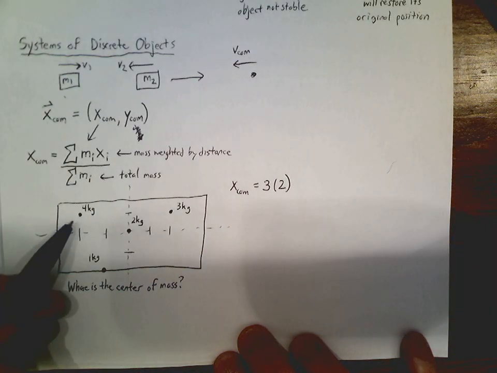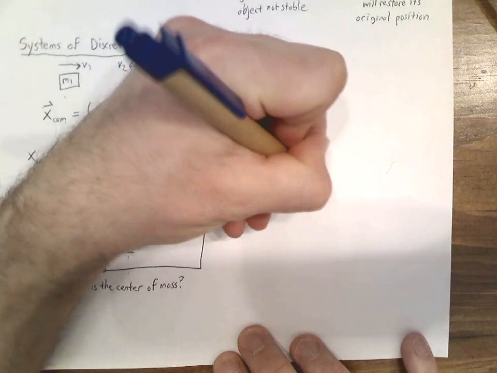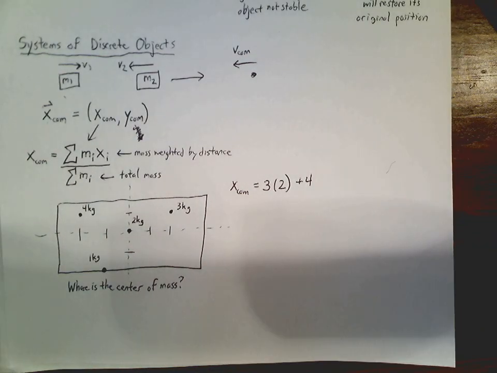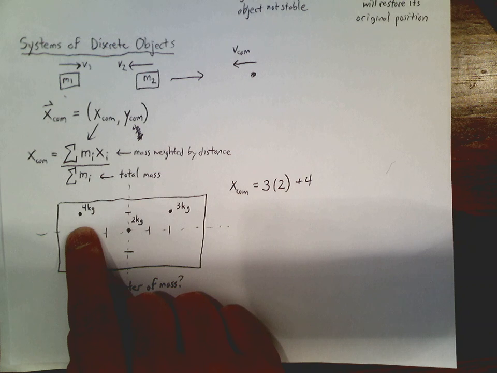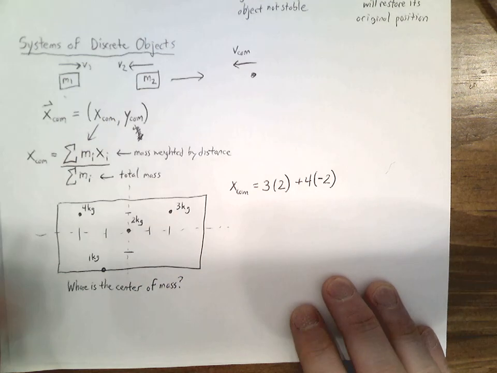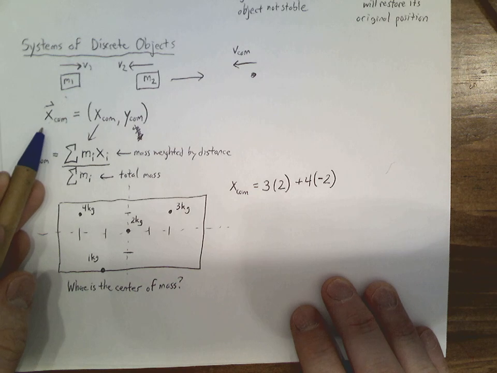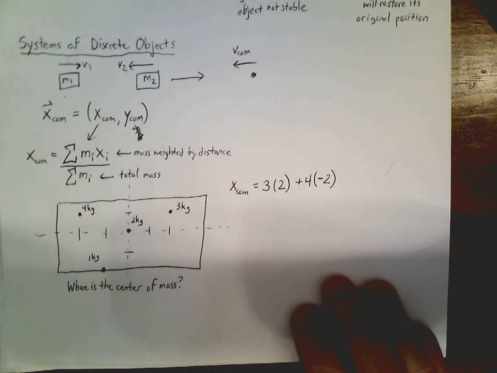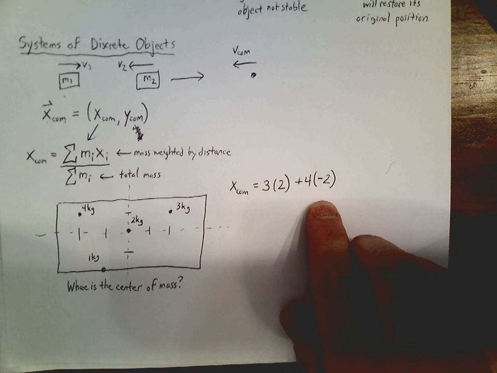Well, now my 4 kilogram object is 4 kilograms, but this mass is over on the left, and so we need to put its coordinate as -2. It is a vector, and so direction matters. Something on the left of the origin needs to be negative, something on the right needs to be positive. So that's what we've accounted for here.